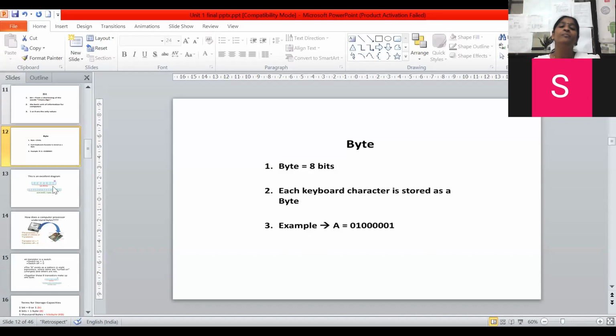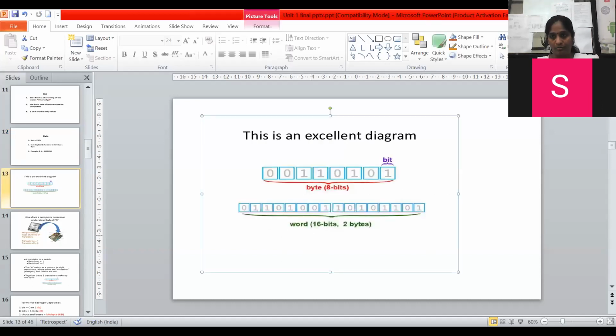Okay. Then next, this is a very useful diagram. Just look at the diagram. It shows the byte, the bit, and the words also. It shows everything in one diagram. It explains bit, byte, and words also. And if I consider 4 bits at a time, it is called a nibble.